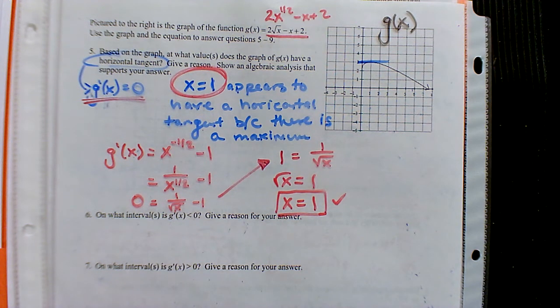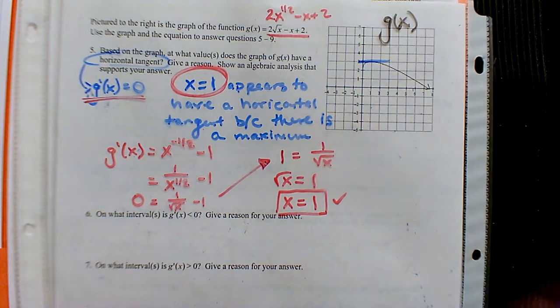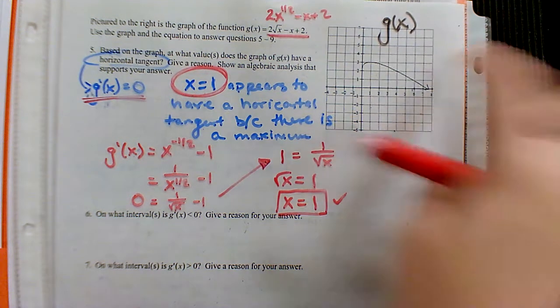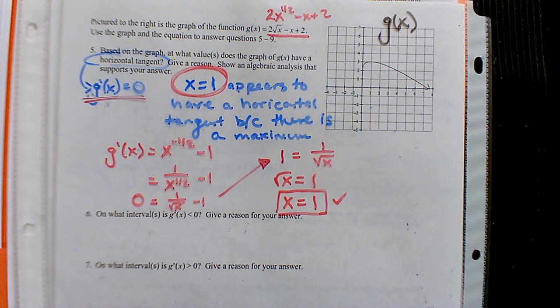Good, good, good. All right, on what intervals is the derivative less than 0? What should we be looking for? What does that notation even mean? Negative slope. Okay, so on this graph of the original function, if you were to draw in some tangent lines, where would their slopes be negative?